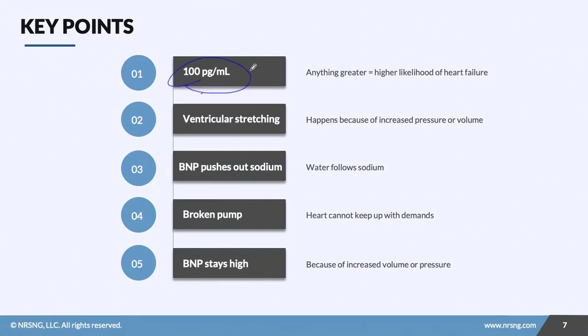BNP normal lab value is 100. Anything greater, there's a high likelihood of heart failure. As that level climbs, there's a higher likelihood. What happens during ventricular stretch is BNP is released to try to help get rid of some of this volume. In a patient that has heart failure, that doesn't matter. It doesn't matter how much BNP comes out.